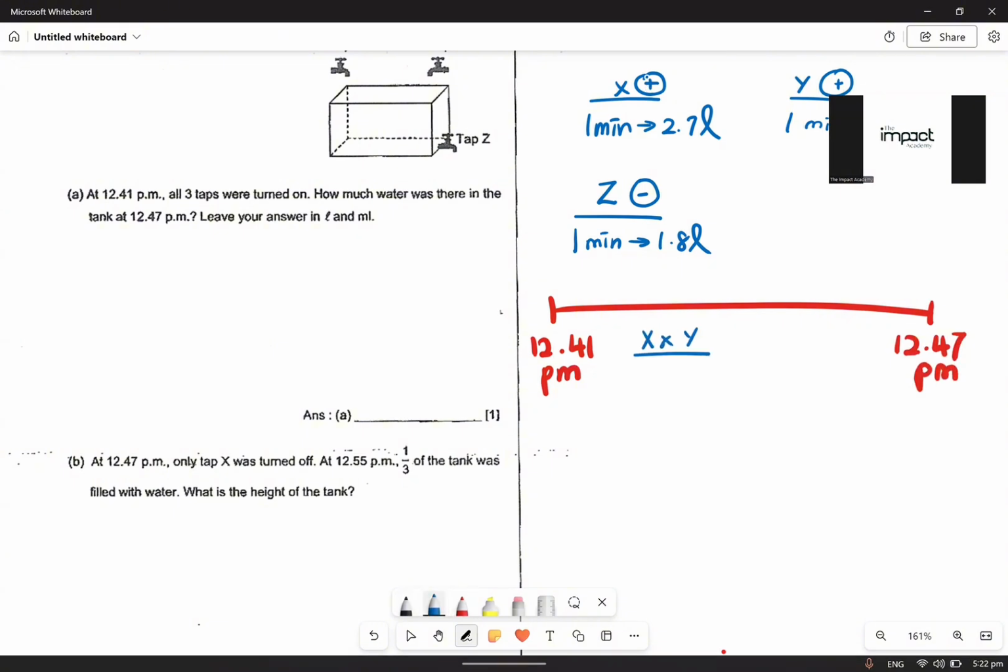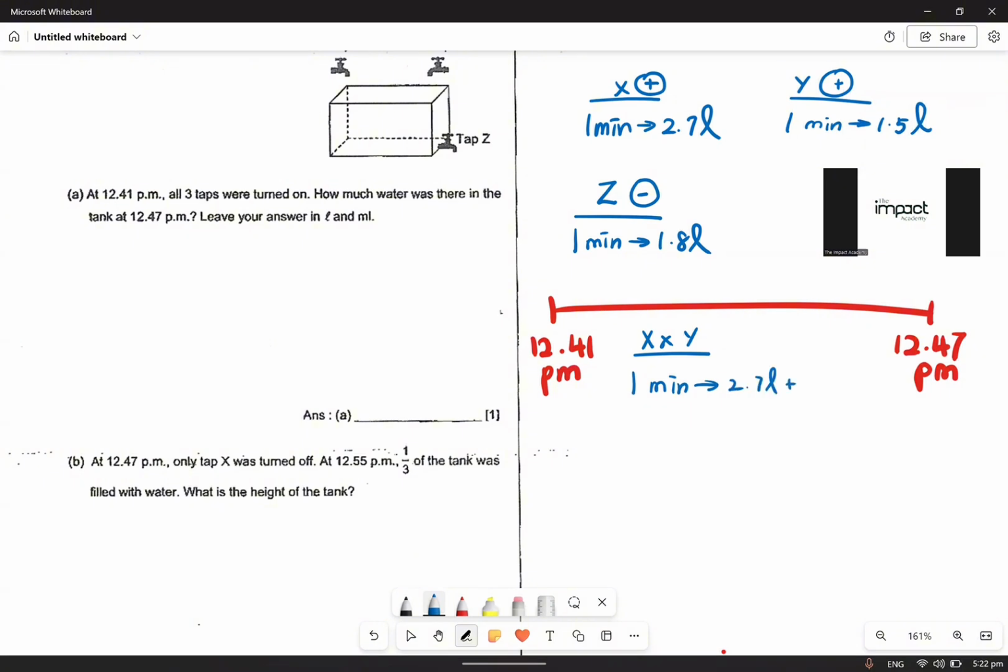You know why X and Y? Because both X and Y add water, correct. So in 1 minute, they will give you how much? 2.7 liters plus 1.5 liters. Make sense? So every 1 minute, it will give out how much? 2.7 plus 1.5, we get an answer of 4.2 liters. And this goes on for how many minutes? 6 minutes. Can you understand? Yeah. We get 25.2 liters. So 25.2 liters of water is inside.